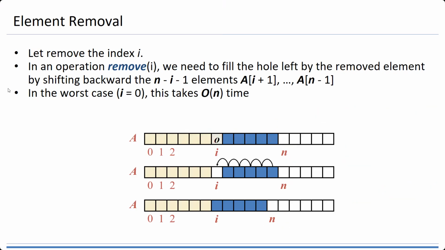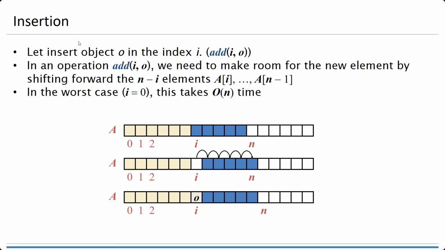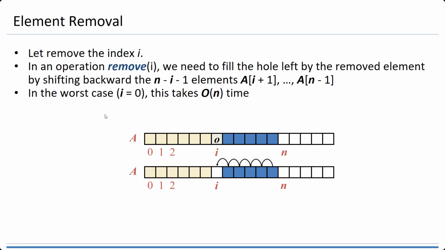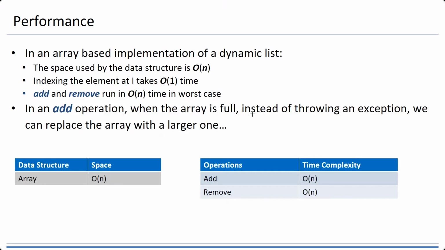What about if I do the addition, the insertion? Originally, when I have the length equal to n, after I insert a new number, then when I check the length, now n will be increased by 1. Because this is a dynamic list, instead of throwing an exception, we can replace the array with a larger one. So in the array, the data structure space is O(n), and when we do the add or remove operation, we have O(n).